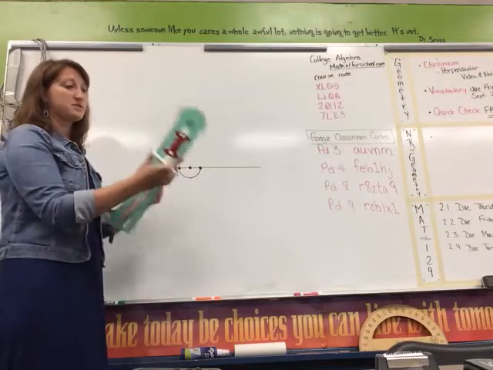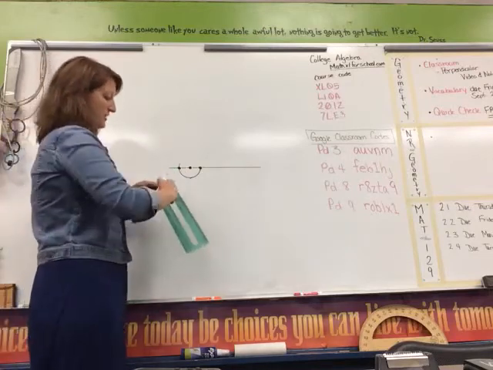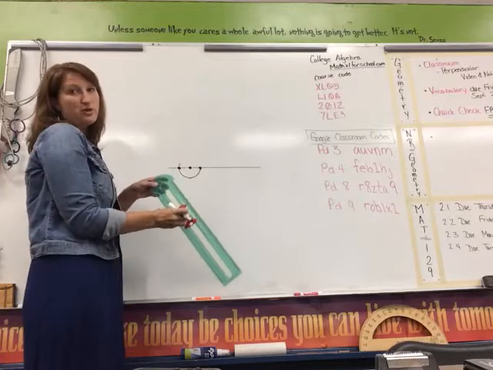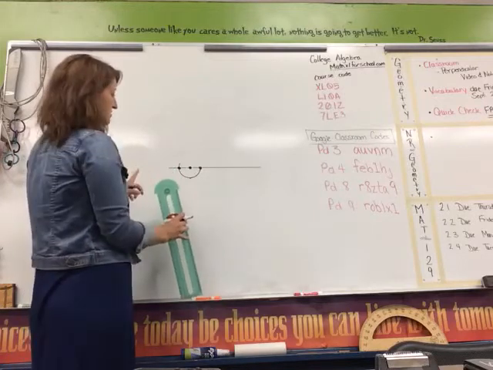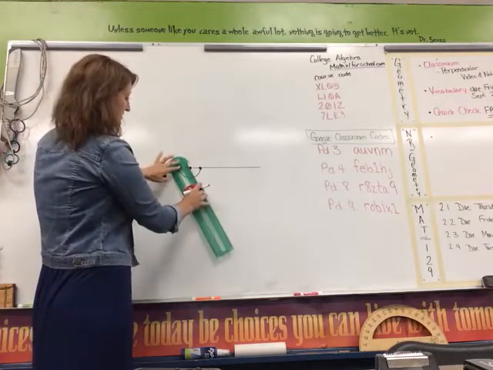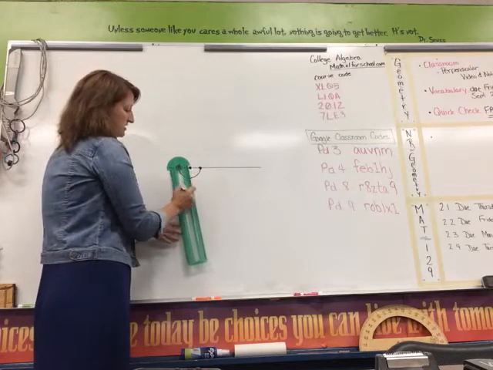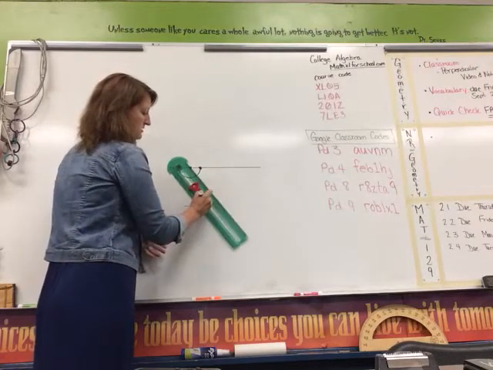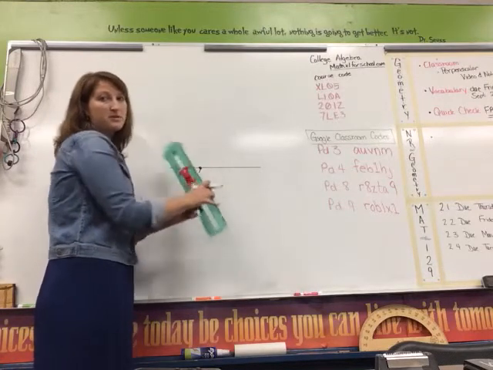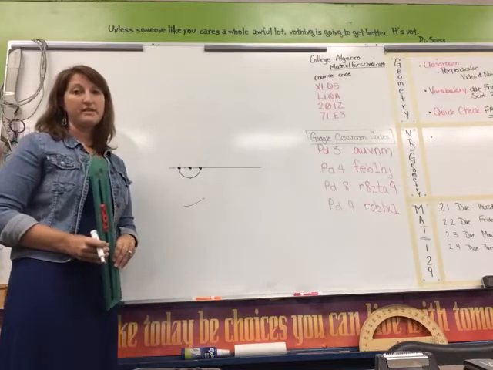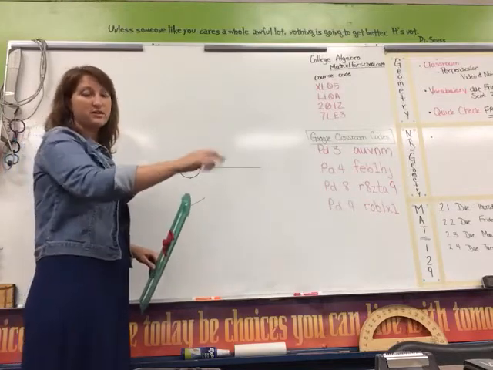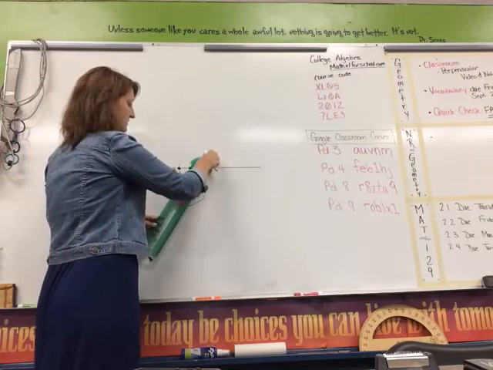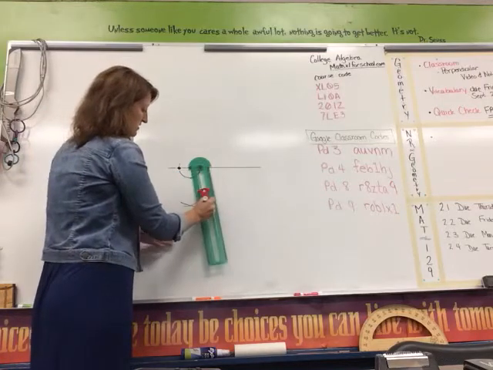Now, from one of those points, I'm going to put my compass on that point, and I'm just going to open up my compass a little bit more just so I have more space. So I'm going to go to the point on the left, and then I'm just going to swing an arc down below. And then I'm going to pick my compass up, and then I'm going to move it to the point that's on the right, the farthest to the right. And I'm going to swing the same arc.